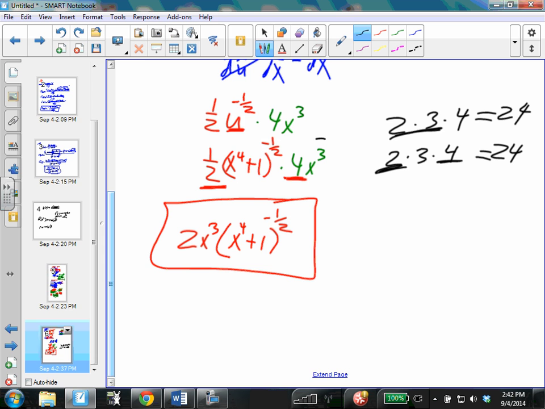So all I did was I chose to multiply that 4 and the 1/2 together from the very start. 4 times 1/2 is 2, and then the x cubed just stays. So that's where the 2x cubed came from. And then I just moved it to the front.